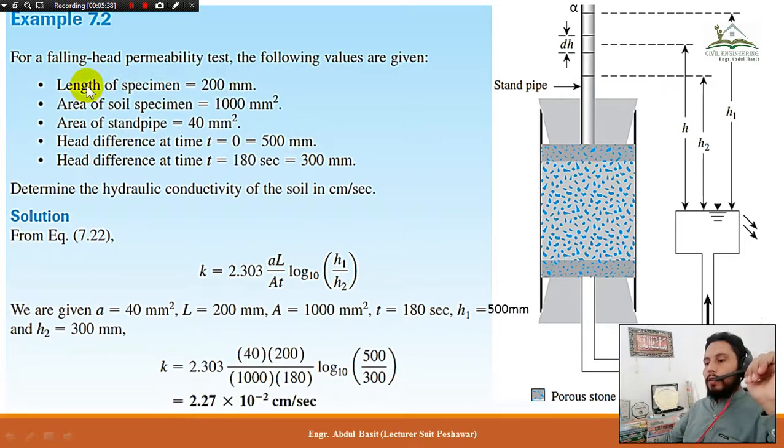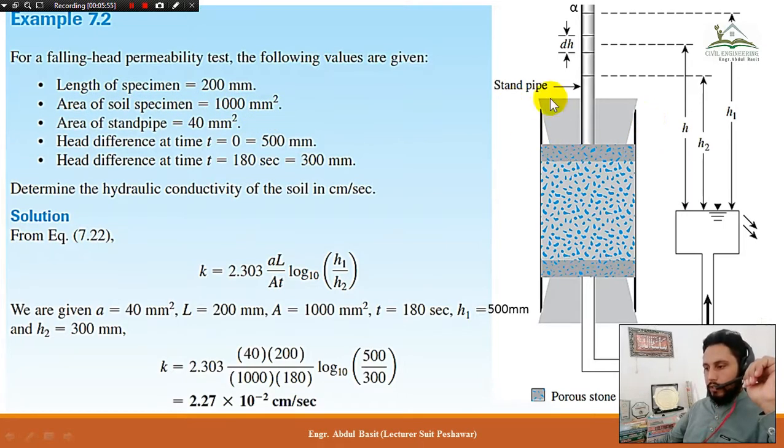Now the values given here are: length of the specimen, that is 20 millimeters, in millimeters, the length of the specimen from here to here. Area of the soil specimen is 1000 millimeters square.